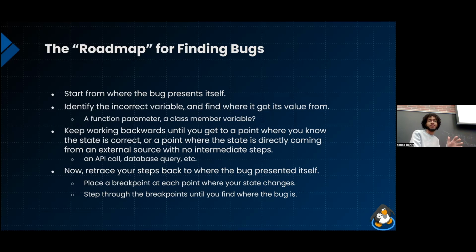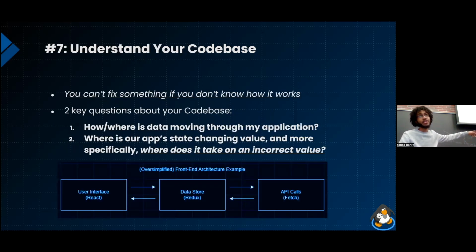Once you've done that, and taking notes kind of helps here, you want to retrace your steps back to where the bug presented itself. So with the front end example, let's say we worked our way all the way back to the API call. Now I want to retrace the steps I had, and try to put some breakpoints on each spot where I think the state might change.